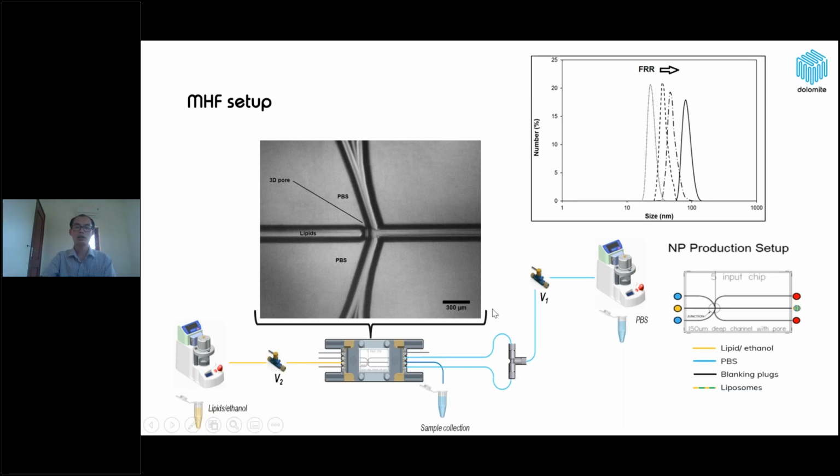For particle size control, we adjust the flow rate ratio between the interface and the outer phase. As the flow rate ratio increases, we can obtain different particle sizes. Increasing the flow rate ratio, we can achieve the smallest particle size.